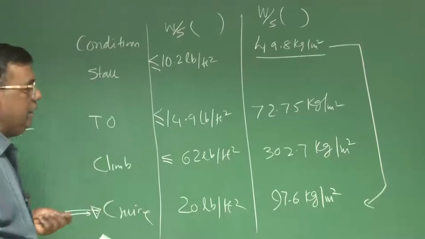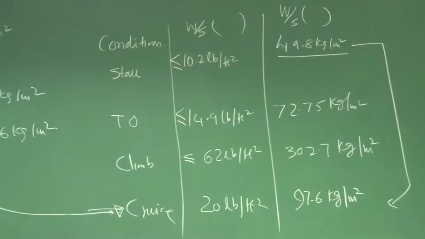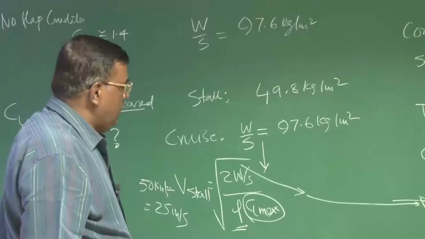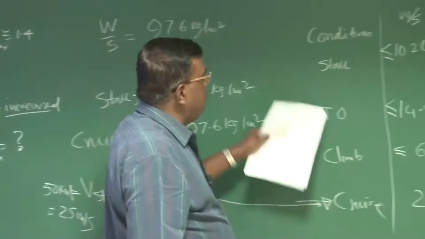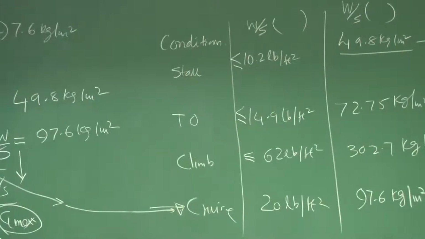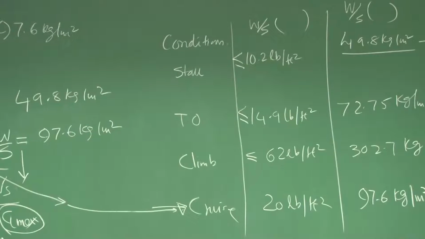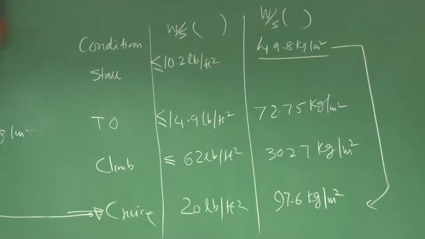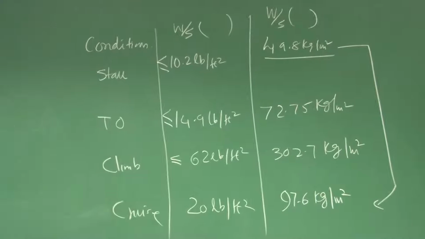Right? We'll solve an example. This is just to show you what sort of issues are coming. So I could immediately see a conflict in maintaining stall condition and cruise condition, right? Next we see what happens if I take climb condition.